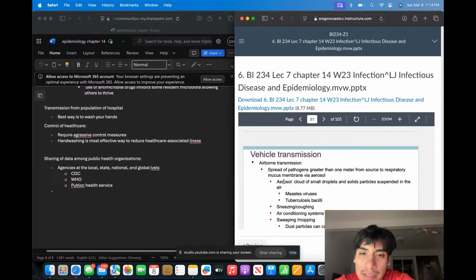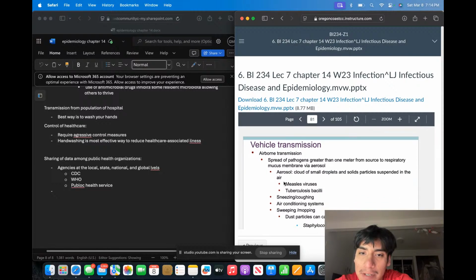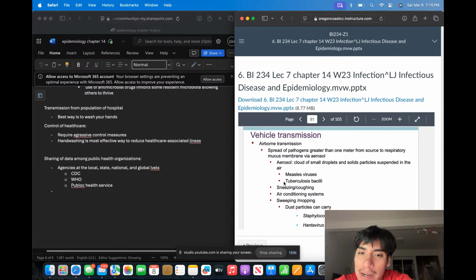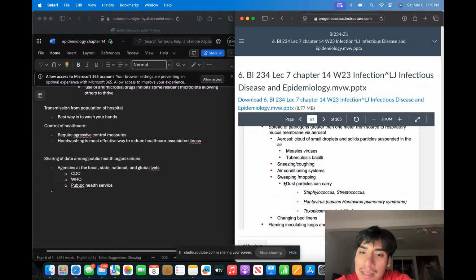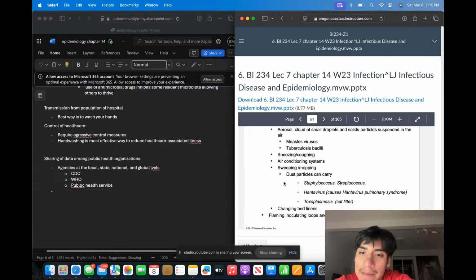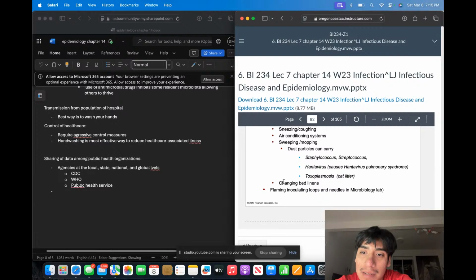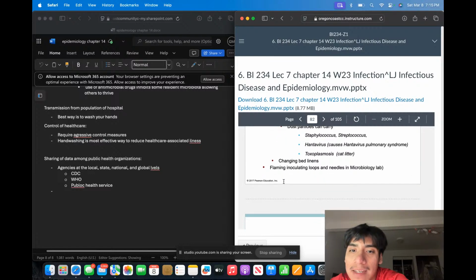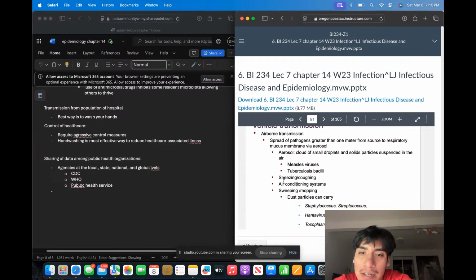There's also vehicle transmission. So airborne transmission, so respiratory mucus, aerosol, cloud of small droplets and solid particles suspended in the air. So the measles virus does this, sneezing does this. Dust particles can carry staphylococcus, streptococcus. So strep can be carried by dust particles. Interesting. Changing bed linens. These are all things that can make things go into the air.